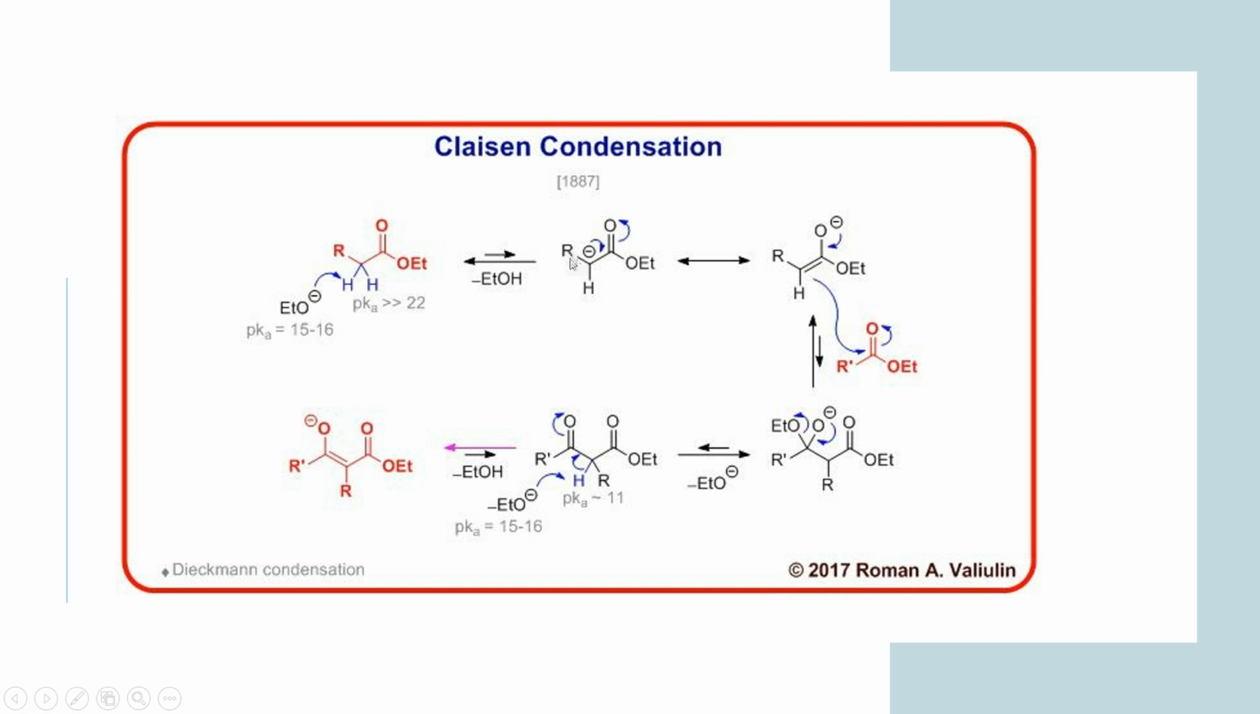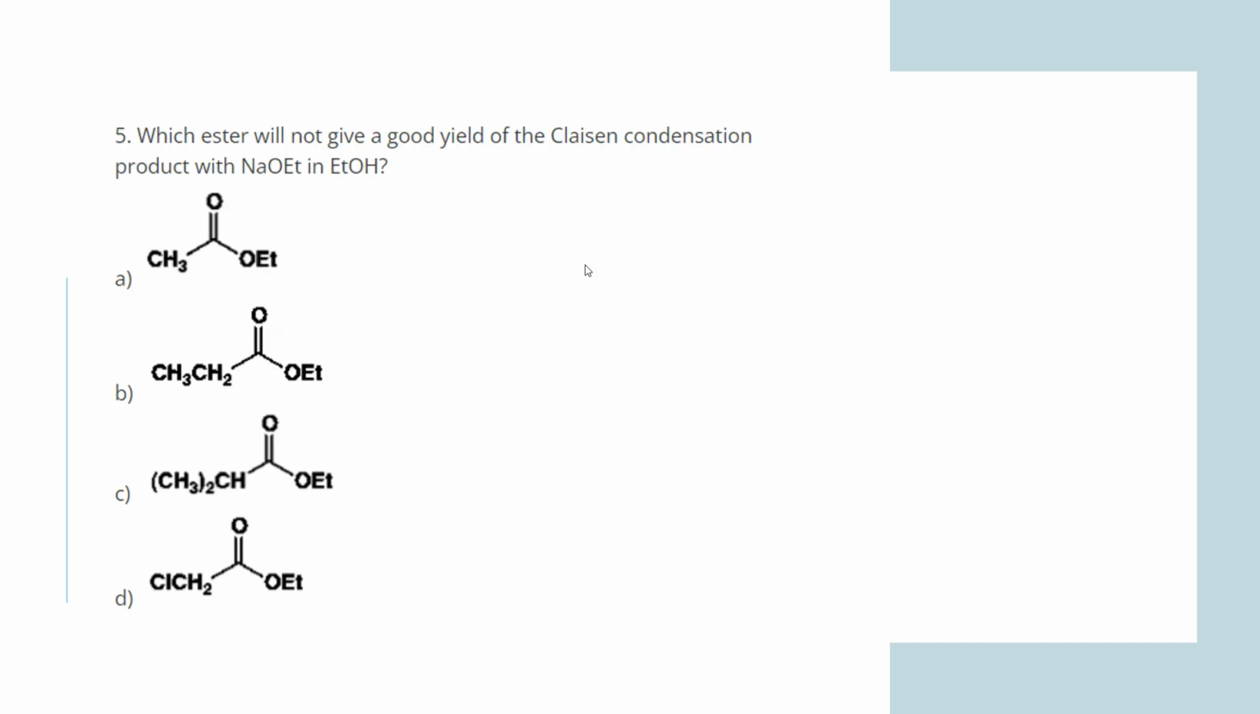If this R group is pulling the electron pair from this carbanion center, then you are good to go. Okay, you will get a good Claisen condensation because in the first step you are getting a stabilized carbanion. But if in place of R you have a strongly electron donating group, then you will have electron repulsion here.